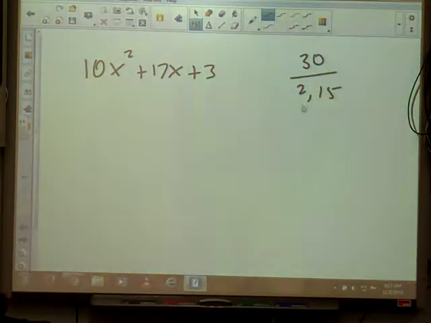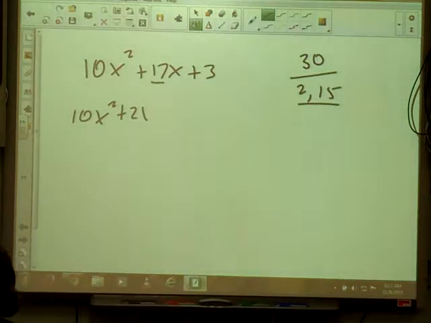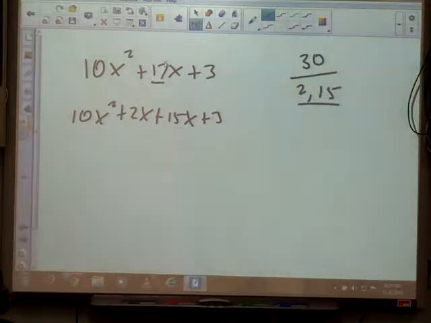Okay. Now, when I substitute those in for the 17x, I'm going to put them in the order I wrote them, but sometimes I might have to try again and flip them. Remember, we looked at that last week. 10x squared plus 2x plus 15x plus 3. Don't forget to put the x's on the 2 and the 15 when you plug them in, because it's got to make 17x. So, all right, group those things up.